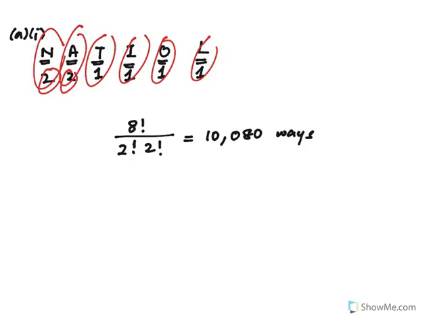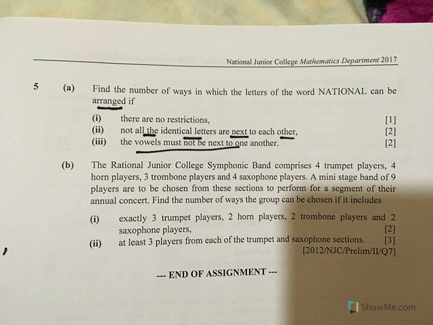Okay, next one will be B part 1. So B part 1, I have 4 trumpet, 4 horn, 3 trombone, and 4 saxophone. I need to form a mini stage band of 9 players. So I need 3 trumpet, 2 horn, 2 trombone, and 2 saxophone. So mainly this is just like a choosing question, right?